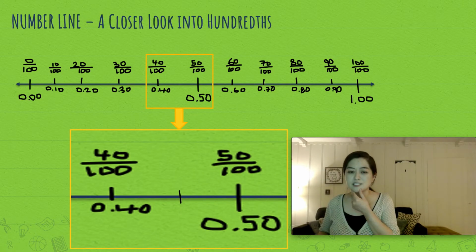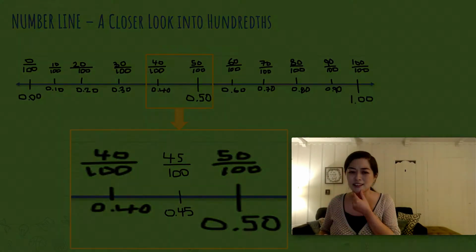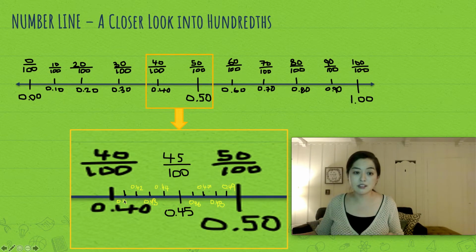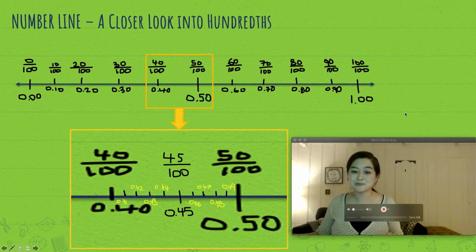It's right there, but what is that? It is 45 hundredths, right? Halfway between 40 hundredths and 50 hundredths is 45 hundredths. Okay, now from here to here, we can see it's really small, but here is 41 hundredths, 42 hundredths, 43 hundredths, 44 hundredths, 45 hundredths, 46 hundredths, 47 hundredths, 48 hundredths, 49 hundredths, and 50 hundredths.